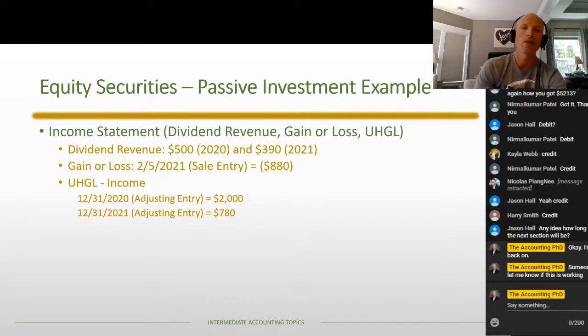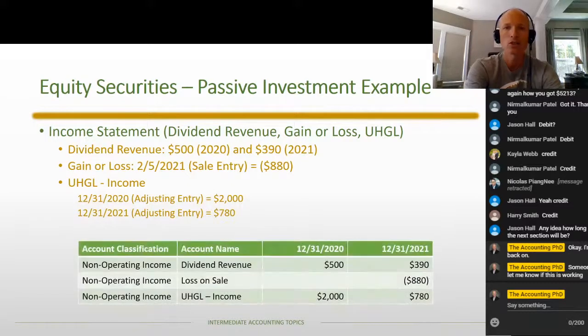And finally, we do have the gain or loss. In this case, there was the loss on sale on 2/5/2021 for $880. And so all that information goes into our income statement. All of these items are non-operating items. So the dividend revenue, the loss on sale, and the unrealized holding gain or loss, those are all non-operating items. And we're just taking the information from above and throwing it into this table just for our ability to digest it.